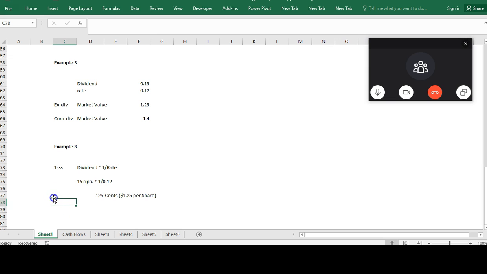So I'll do like this because you're looking at future. So this is the present value, PV, at 12% per annum. Right, like this.